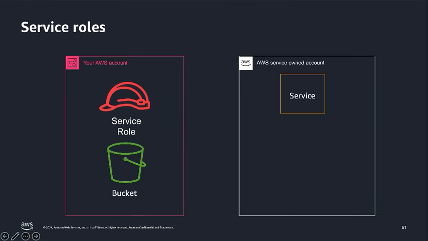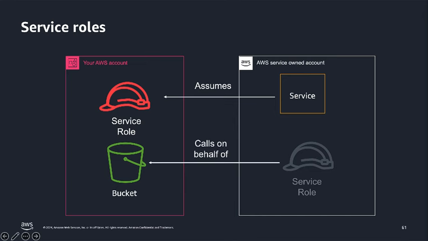Now requests made with service roles are similar, but the difference with a service role is that an AWS service assumes your role and then makes calls on your behalf. Oftentimes, these calls will originate from the account and network that the AWS service lives in, and will therefore impact what values are set for networking-specific context keys in the authorization context.